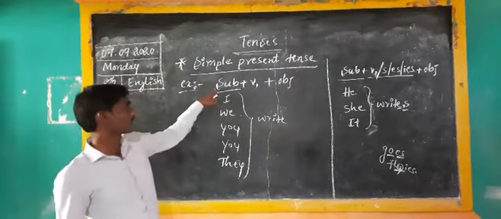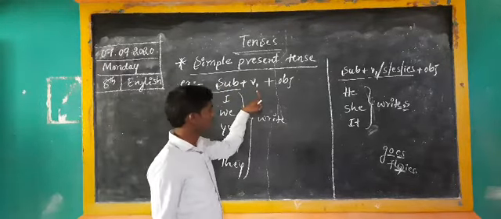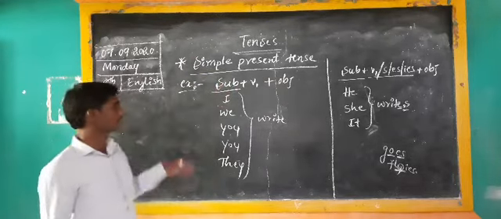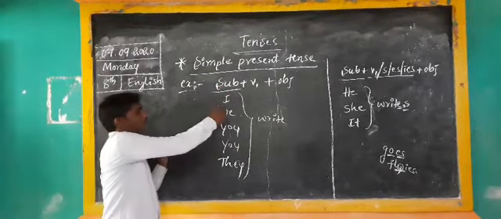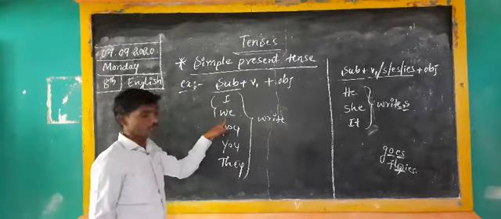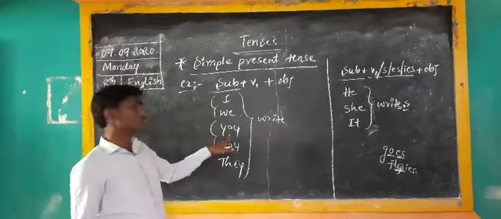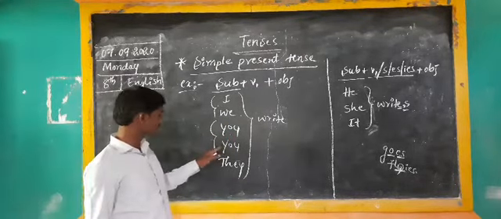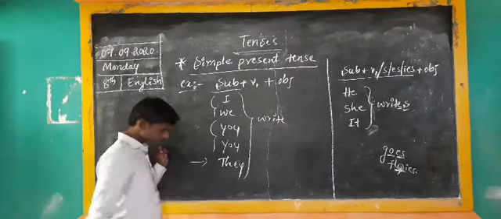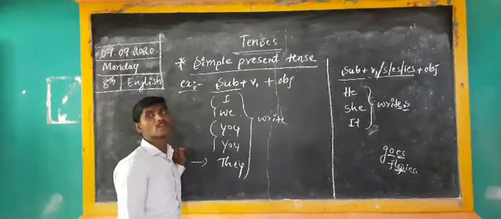Here, subject plus verb, or else V1. V1 refers to simple present tense. In this manner, I and we are considered as first person singular and first person plural. You is second person singular and second person plural. Then they is considered as third person plural.